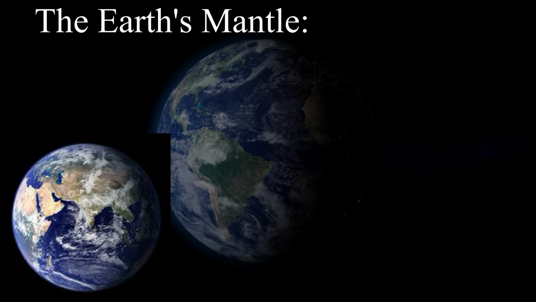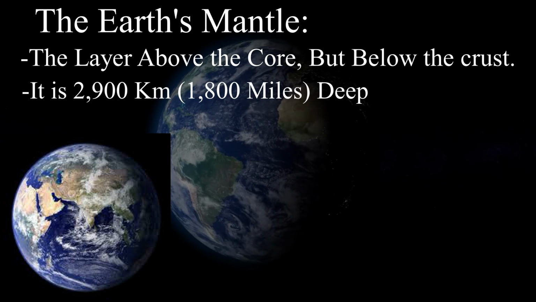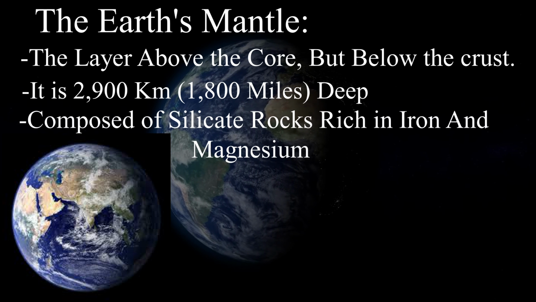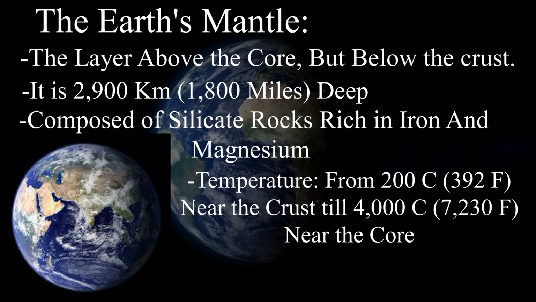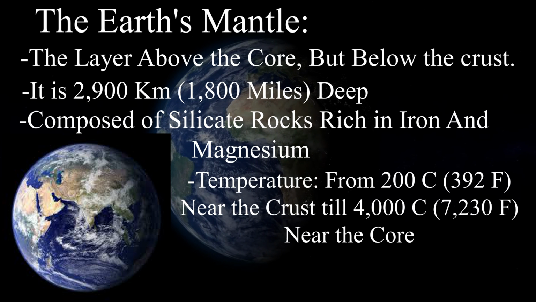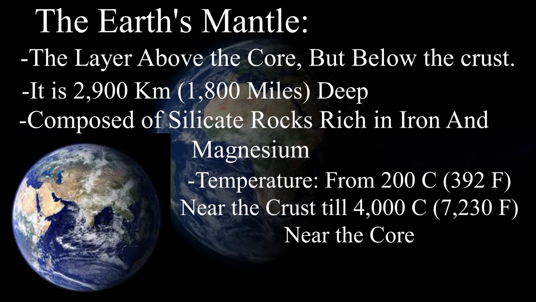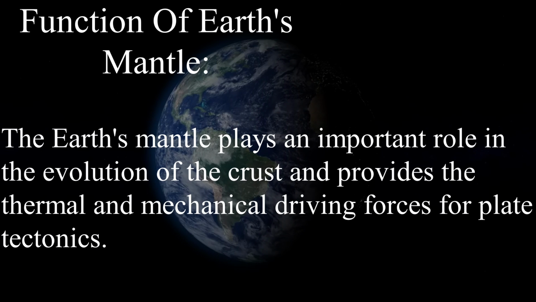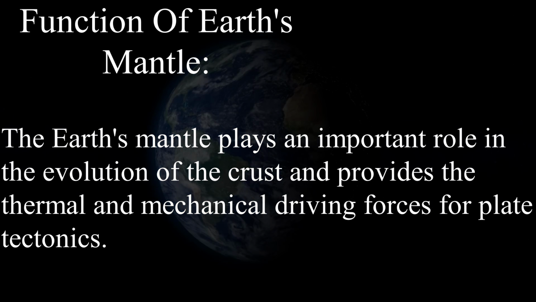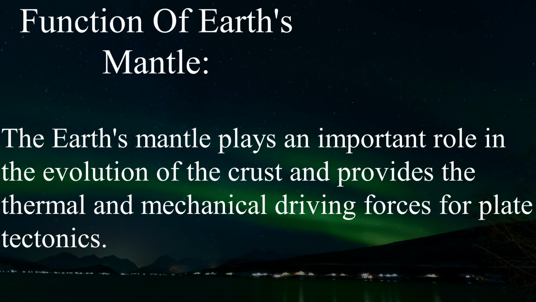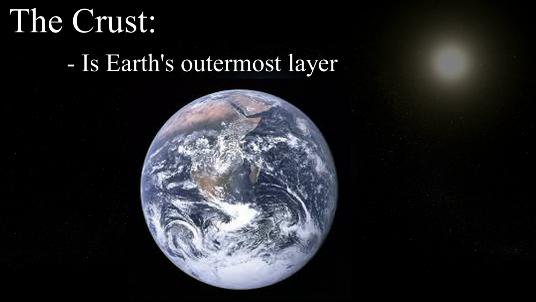The mantle is the layer above the core, but below the crust. It is 2,900 kilometers deep and is mostly composed of silicate rocks rich in magnesium and iron. Temperatures greatly range from 200 degrees Celsius near the crust to being 4,000 degrees Celsius at the core mantle boundary. The Earth's mantle plays an important role in the evolution of the crust and provides the thermal and mechanical driving forces for plate tectonics.